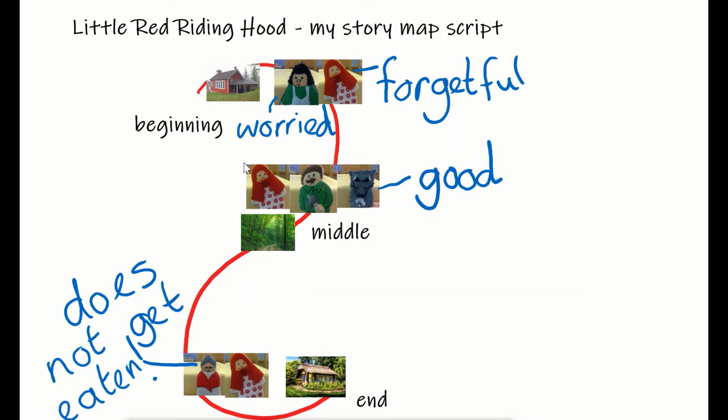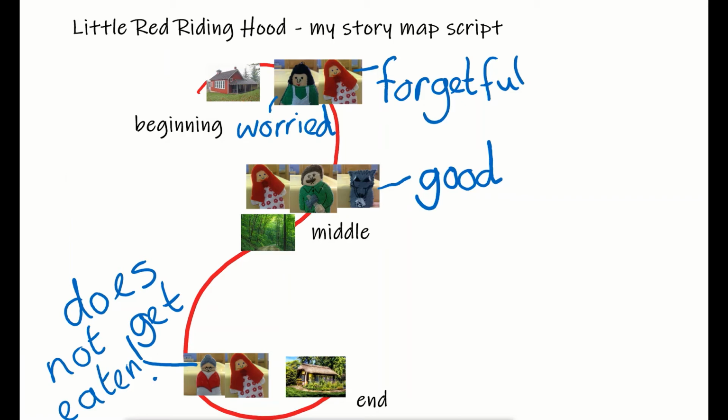So I've got my settings for the puppet show. I've got my characters. I've got some changes about how they are: forgetful Little Red Riding Hood, the good wolf, and the fact that Grandma does not get eaten. Now I'm going to think about the things I'm actually going to say, because remember, that's what a script is.